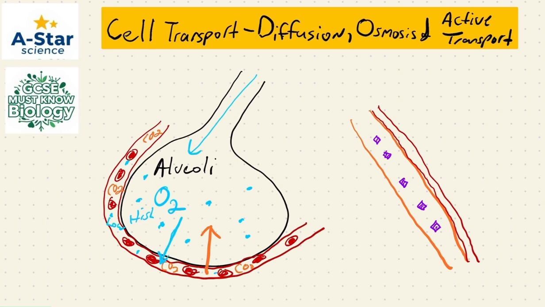And because there is more carbon dioxide in the bloodstream than there is in the lungs, it will cause diffusion out of the bloodstream of the carbon dioxide back into the alveoli, which we then can breathe out and exchange as a waste gas. Another place in the human body where cell transport is important, and in this case it's active transport, it's in the small intestine.